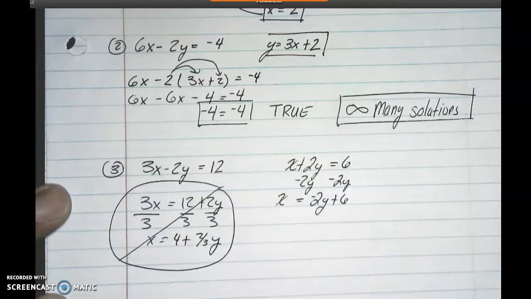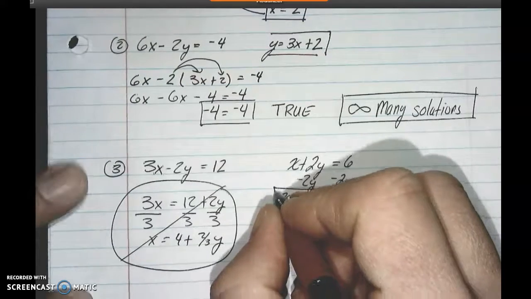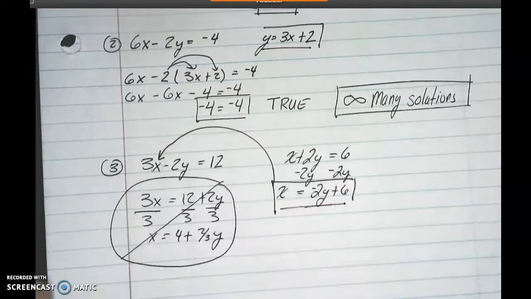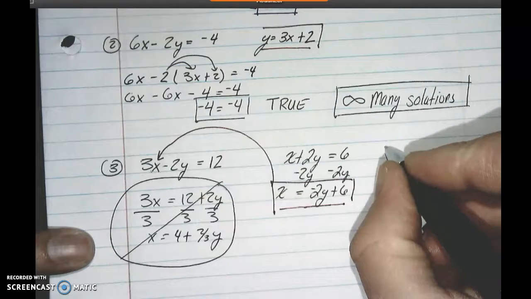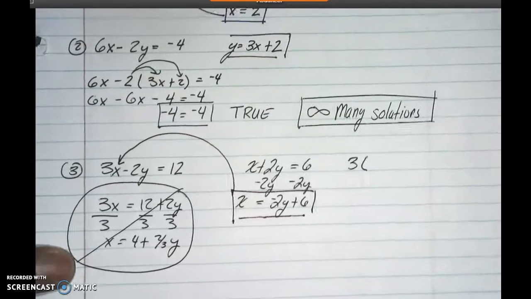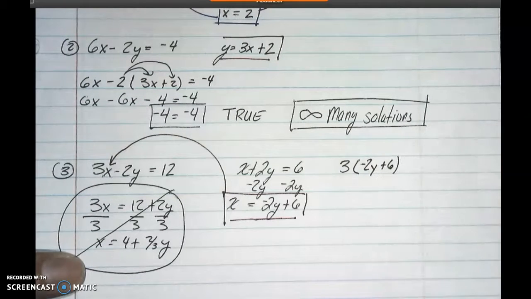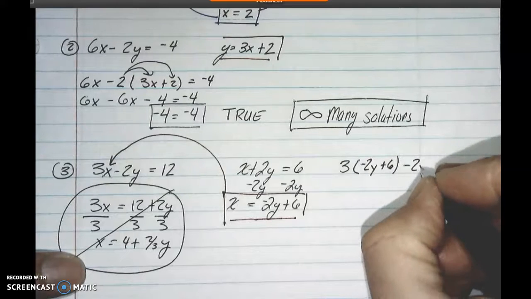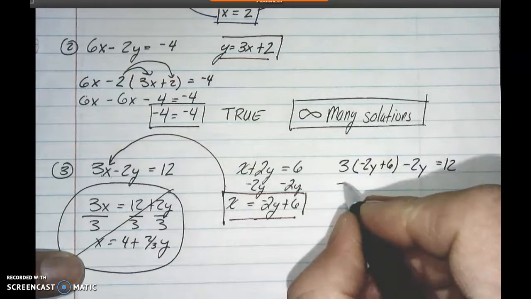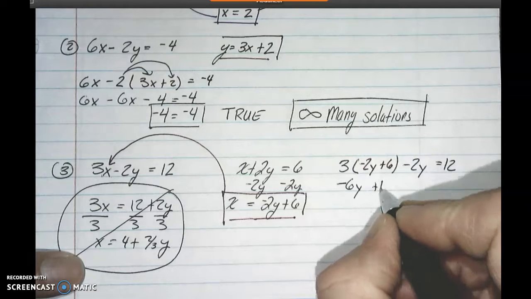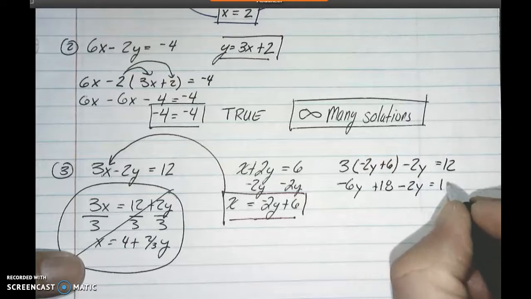So I'm going to take this value, since I just solved for x, I'm going to take all of this, and I'm going to substitute it in for that x, okay? So we're going to go with 3 times negative 2y plus 6, minus 2y is equal to 12. And then I'm just going to go negative 6y plus 18 minus 2y is equal to 12.